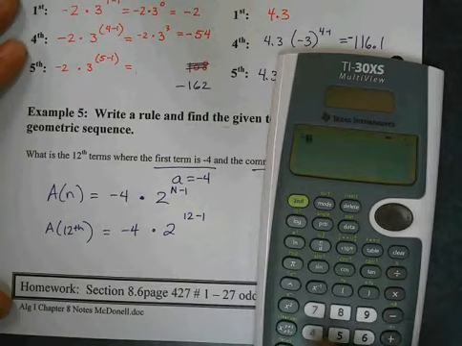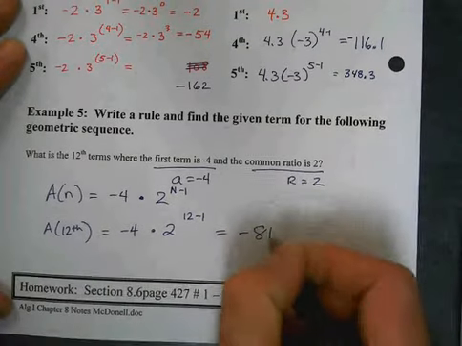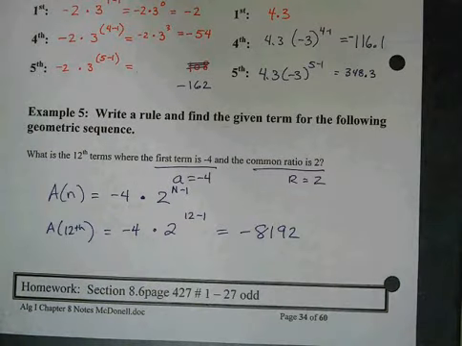Negative 2 raised to the 11th. Wow. Negative 8,192. That got up there in a hurry. Why? Because you're raising it to the 11th. That's a lot of times 2, times 2, times 2, times 2.